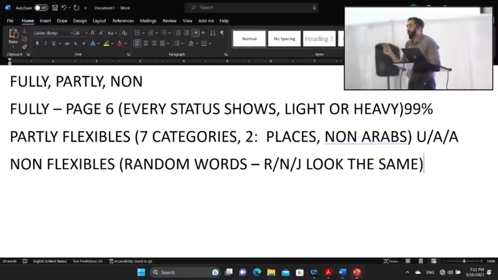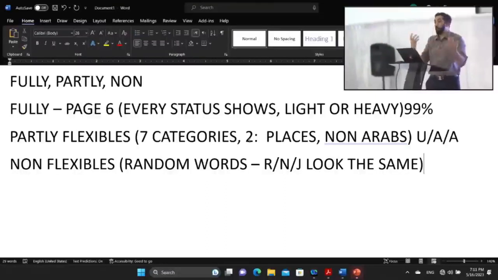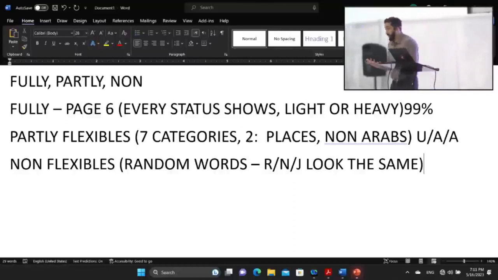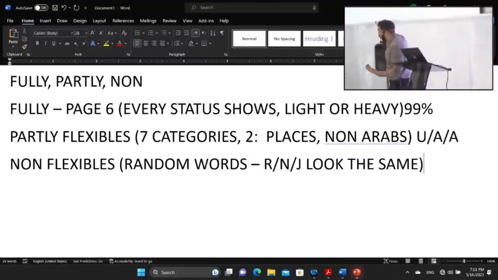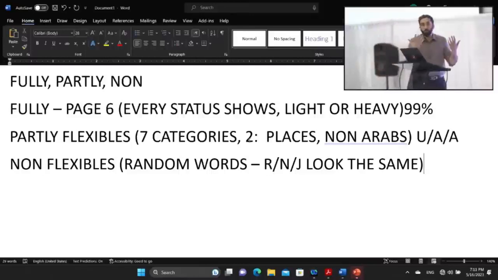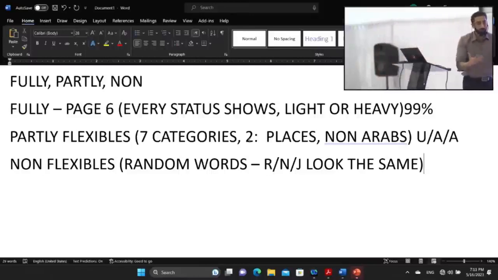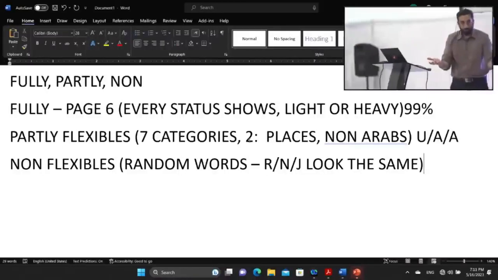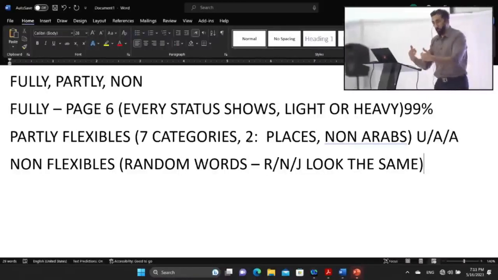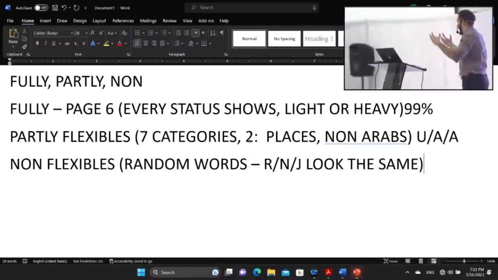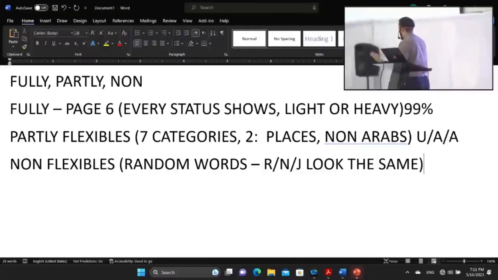So how would you figure out what a word's status is in English? Context, isn't it? So in Arabic, we have a cool feature. Even without the context, you can tell the status. In the fully flexibles, you can kind of tell the status in the partly flexibles, and you can absolutely not tell the status in the non-flexibles. So how will you find the answer for the non-flexibles? Context. As we learn more, we'll figure out how to learn from the context. What context clues are there to get us the answer?